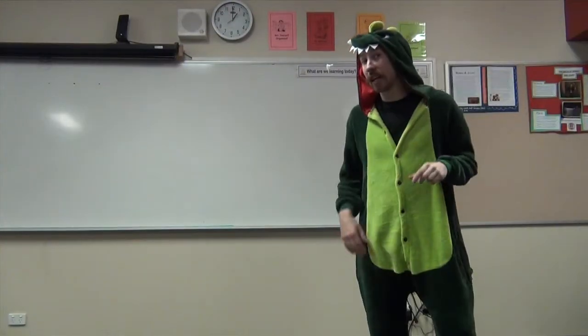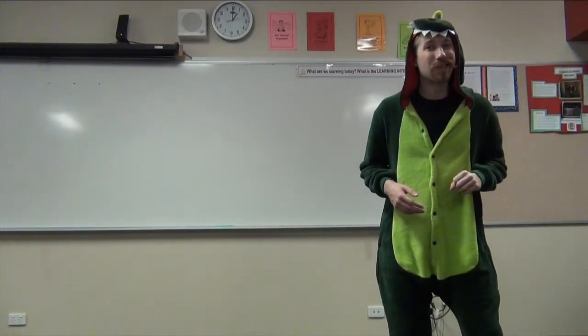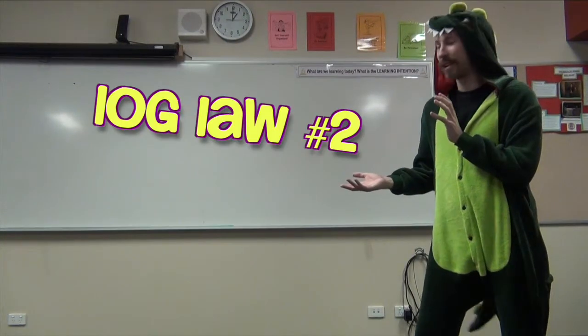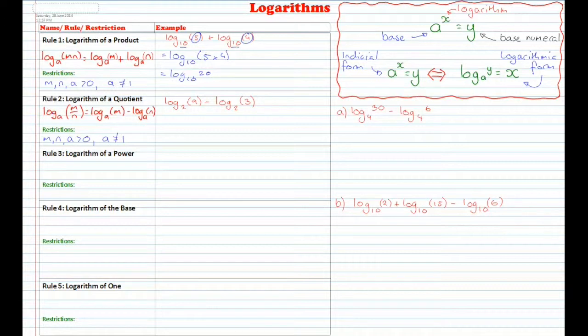Alright, so we've just had a look at how to add logarithms. Why not learn now how to subtract them as well? That's right guys, introducing log law number 2. Now log law 2 states that if you've got log base a to the m over n, that's equal to log base a m minus log base a n, where m, n and a must all be greater than 0, but a cannot be equal to 1.